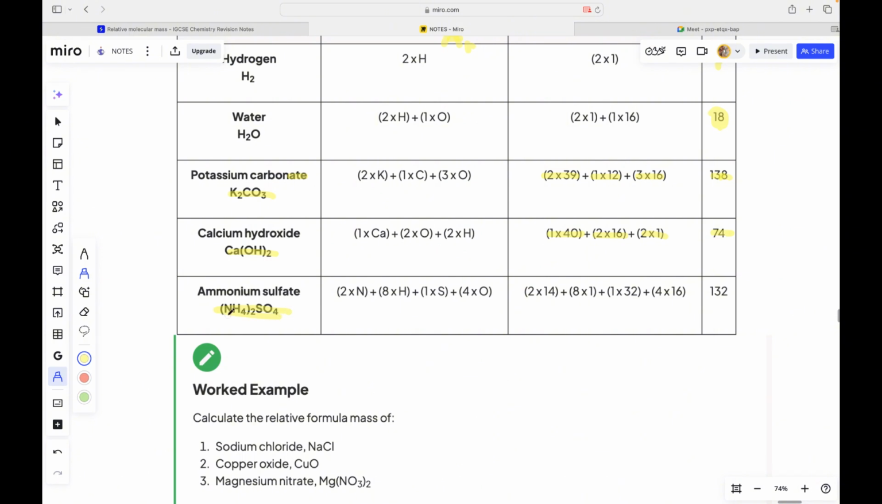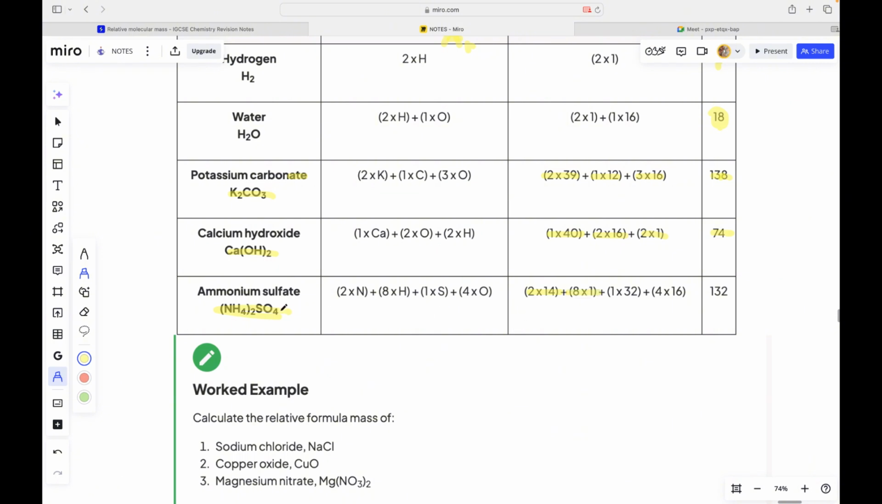2 times nitrogen. Why are we multiplying by 2? Because of these 2 outside. Because here, this 2 is talking to everything inside the bracket. So you say 2 times nitrogen, we have 2, N2. So you say 2 times 14 for nitrogen. Then this one, hydrogen is 8 now. 2 times 4 is 8. So you say 8 times 1. Here you say 8 times 1.